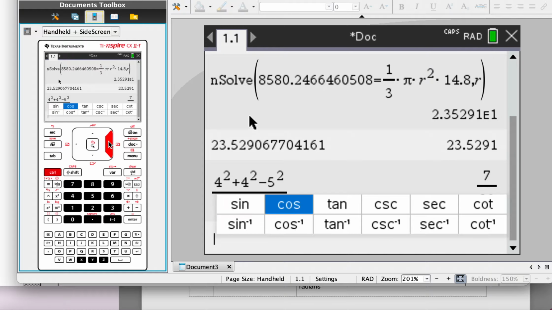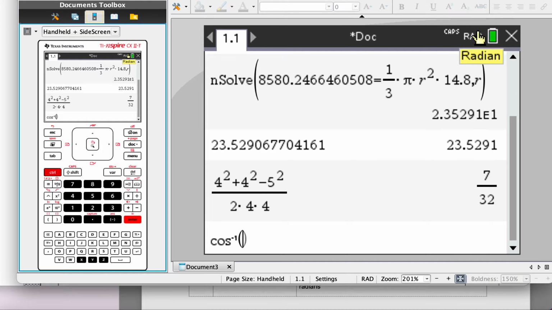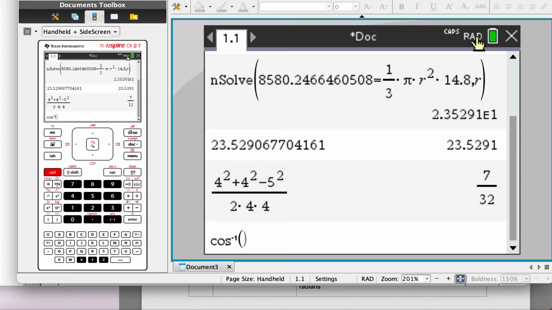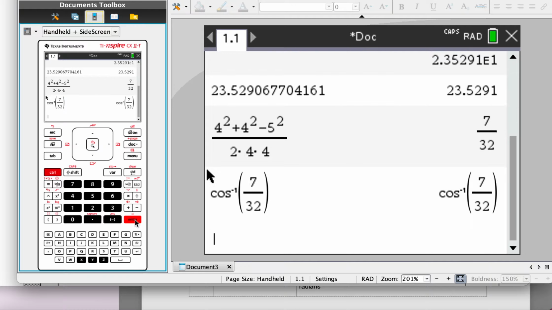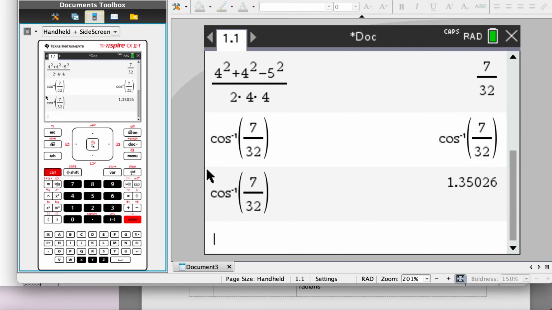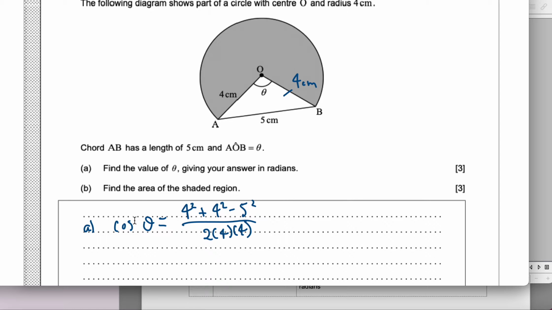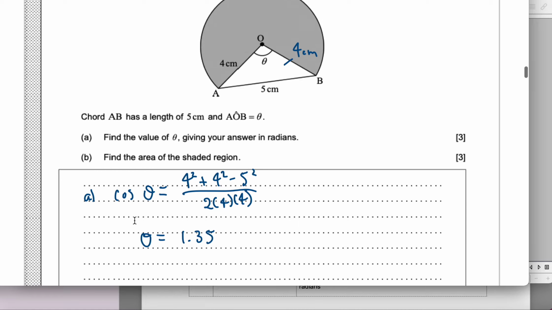So notice that the question was in radians, wants the answer in radians, so make sure that you're in radians mode up here. On your TI-nspire, you can just click it to change it if it's not there, but that's in radians. Okay, go up, let's grab this answer, and that's 1.35. Okay, so we can simply write theta equals 1.35, and that should suffice.